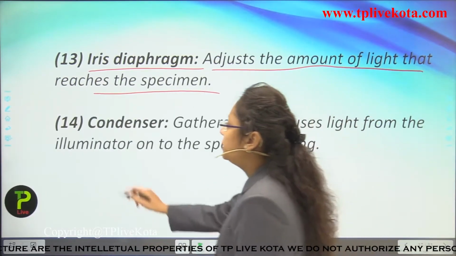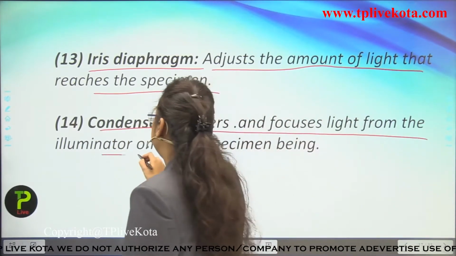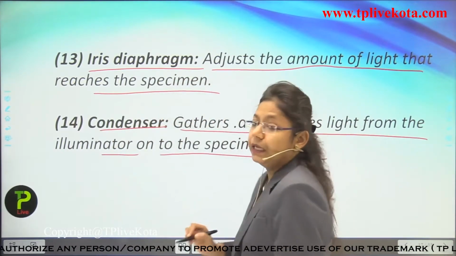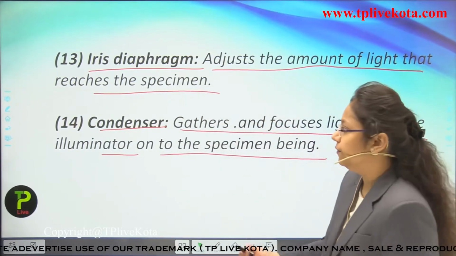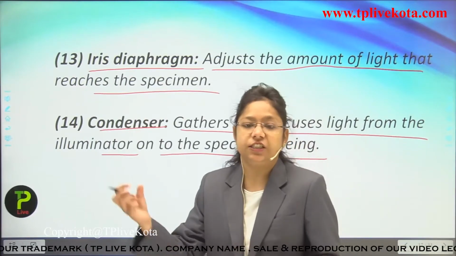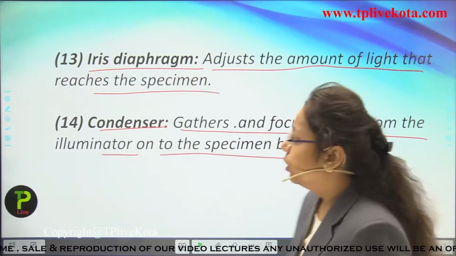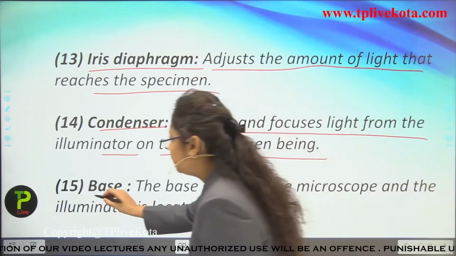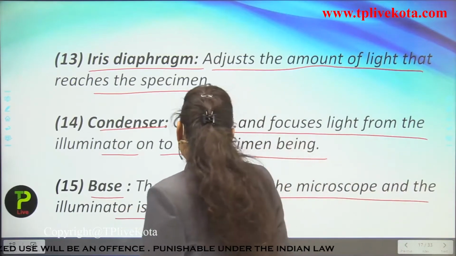Okay, now next is the condenser. It gathers and focuses light from the illuminator onto the specimen. Now what is the second important task done by the condenser? It focuses all the light which is coming on the specimen. Okay, next is the base part. The base supports the microscope and the illuminator is located here.